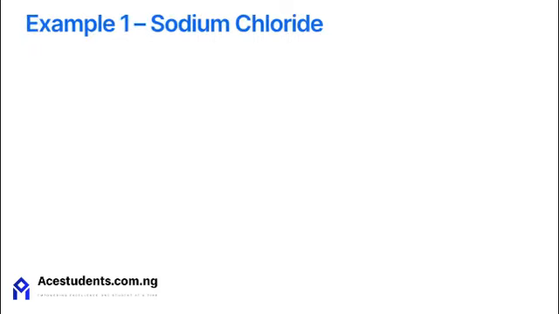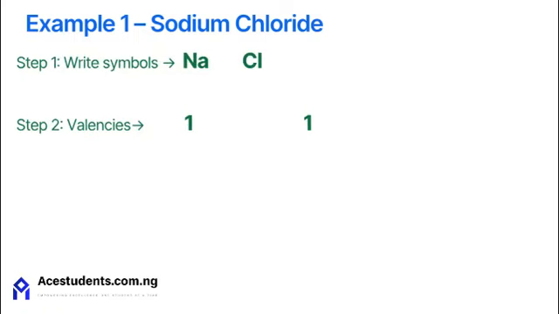We will start with sodium chloride. Step 1. Write the symbols of the two elements. Sodium is Na, chlorine is Cl. Step 2. Write the valencies under the symbols. Sodium has 1. Chlorine also has 1.